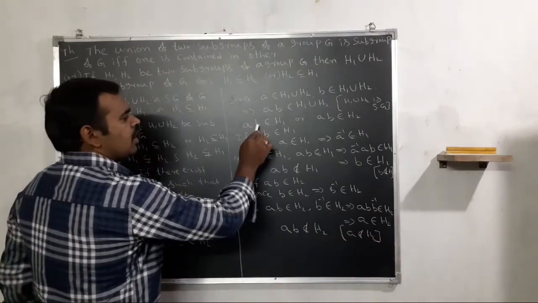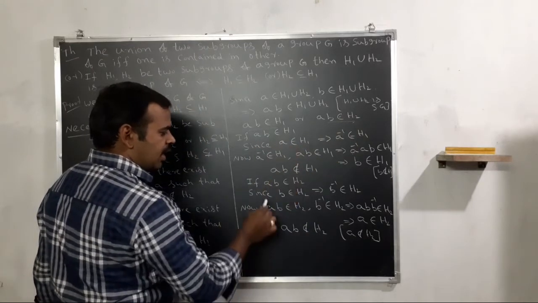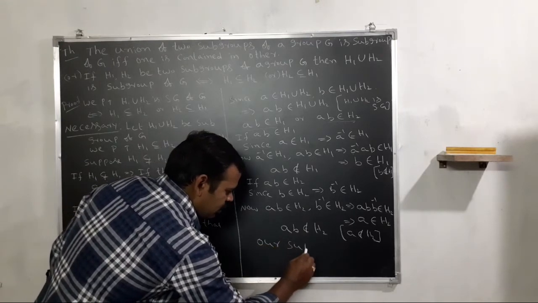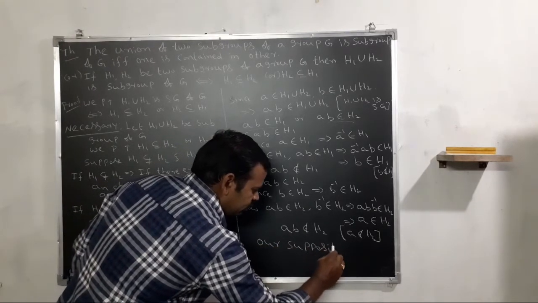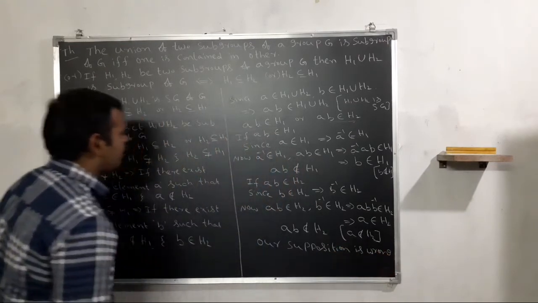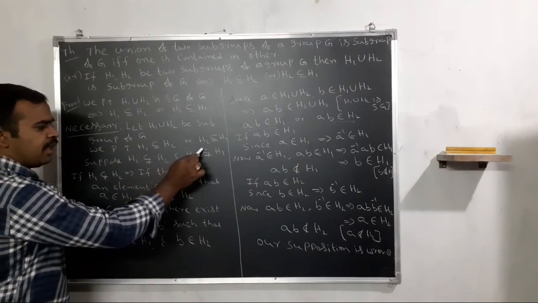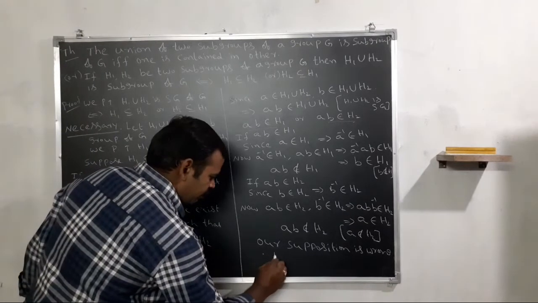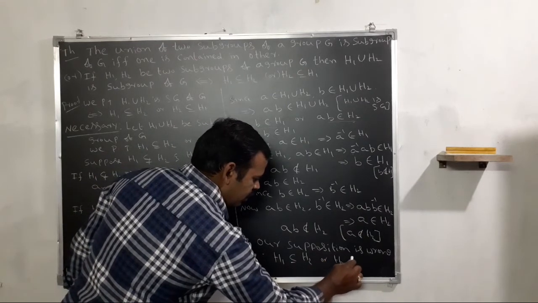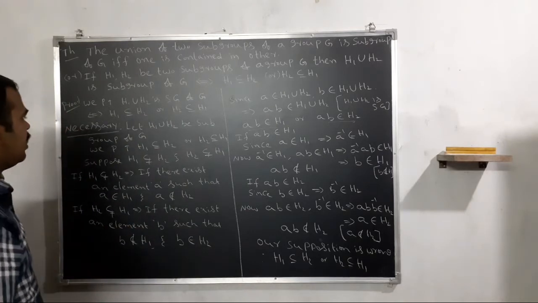AB must be in H1 or in H2, but we got a contradiction for AB belonging to H1, and also for AB belonging to H2. Therefore our supposition is wrong. What supposition did we take? Supposing H1 is not contained in H2 and H2 is not contained in H1 is wrong. Therefore H1 is contained in H2 or H2 is contained in H1. This is the necessary condition.